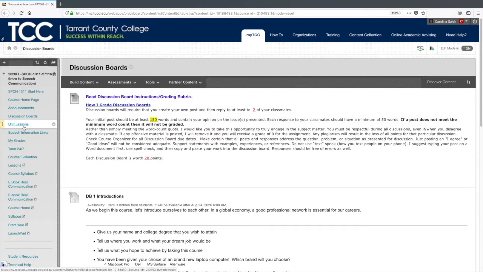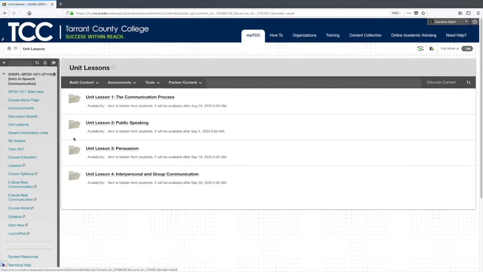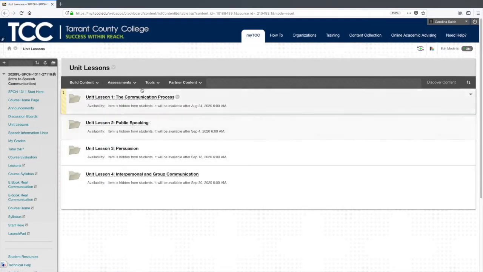Now we have here unit lesson. As I said in the course syllabus, this course is divided up into 4 unit lessons. So let's go ahead and click on the unit lesson link. We've got 4 unit lessons, and the first unit lesson is the communication process. So when we click on this unit lesson 1, we would click on that.